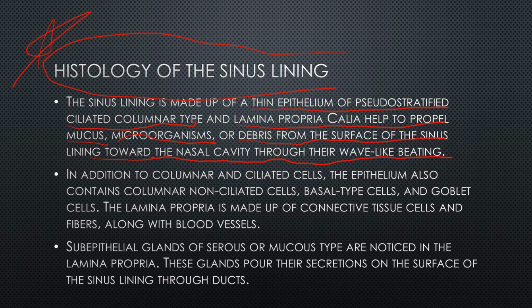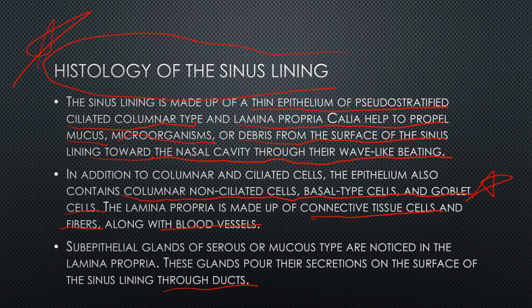In addition to columnar ciliated cells, the epithelium also contains columnar non-ciliated cells, basal cells, and goblet cells. Goblet cells are the important ones. The lamina propria is made up of connective tissue cells and fibers along with blood vessels. Subepithelial glands of serous or mucous type are noticed in the lamina propria. These glands pour their secretions on the surface of the sinus lining through ducts.